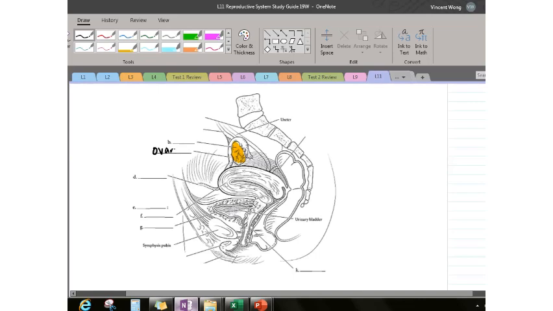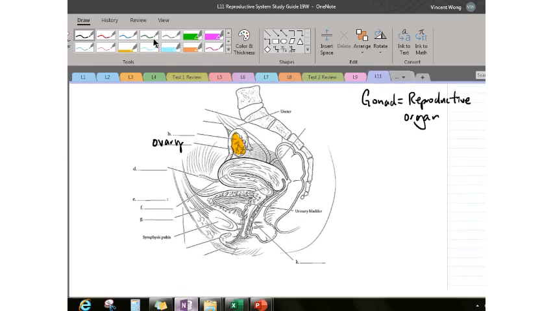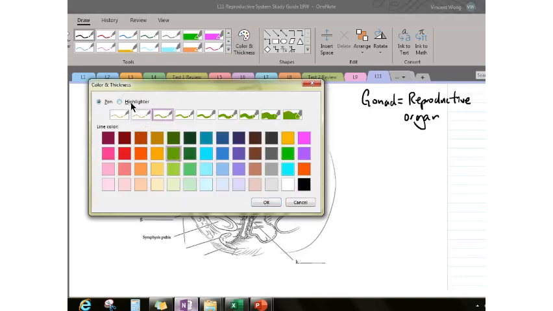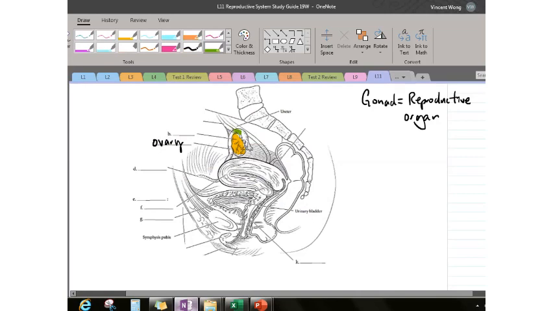The ovary is the female gonad, right? Gonads means reproductive organ, right? So in male, the reproductive organs are the testicles. In female, the gonads would be the ovary. So there are two ovaries, one on each side of the body. And over here we have a tube that connects the ovary to the uterus.